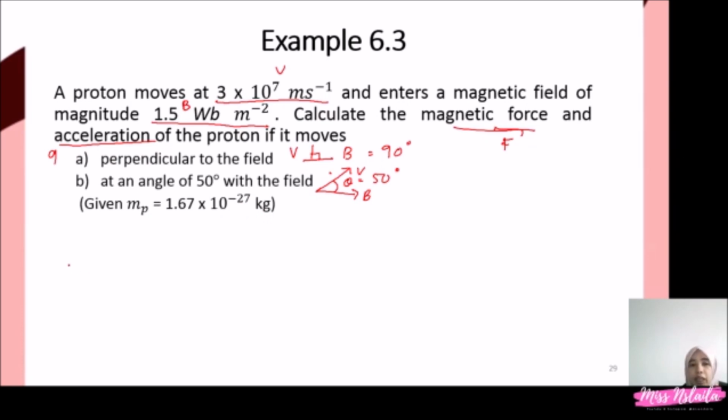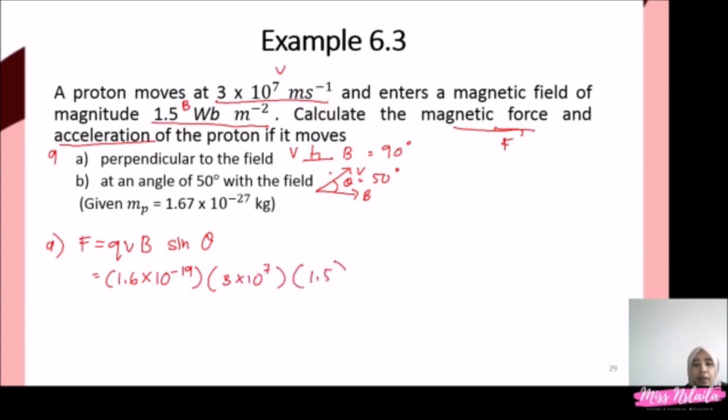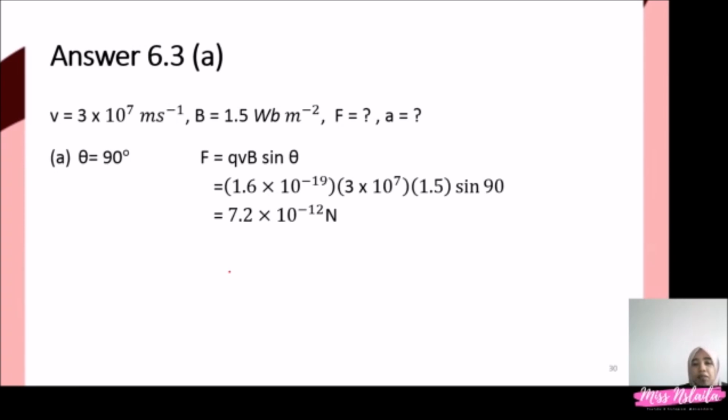For question A, to find the magnetic force, F equal to QVB sin theta. Substitute Q, which is the magnitude of proton, 1.6 times 10 to the power of negative 19. V is 3 times 10 to the power of 7. B is 1.5. And then sin theta is 90 degrees. Then you will get the answer as 7.2 times 10 to the power of negative 12 Newton.